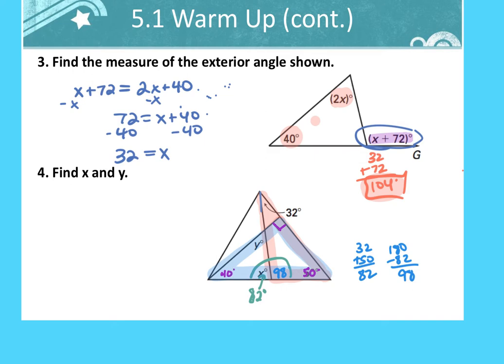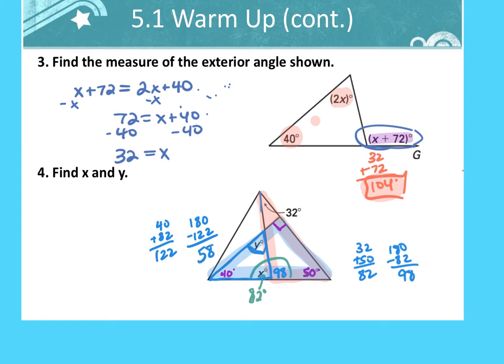And then I can use this smaller triangle, and I can do 40 plus 82, which is 122, and subtract that from 180 to get that top angle, which would be 58 degrees. So this one here would be 58 degrees.